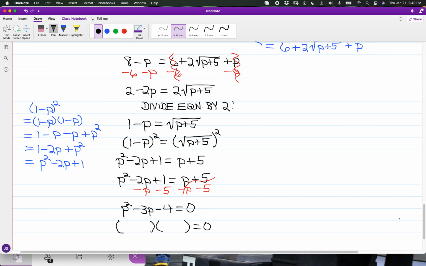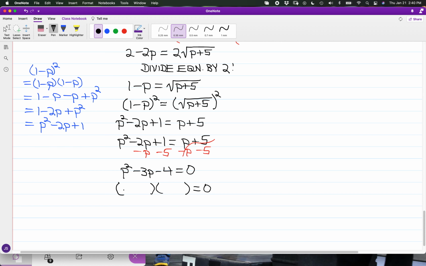And in factoring p squared minus 3p minus 4, we have as one factor p minus 4, and the other we're going to have p plus 1. So with p minus 4 equal to 0, we have one apparent solution with p at 4, and with p plus 1 equal to 0, we have that p is equal to negative 1.